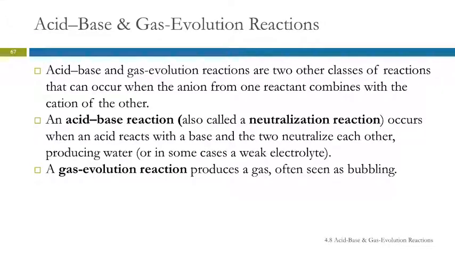So acid-base reactions and gas evolution reactions, another two classes of reactions, can occur when you have the swapping of the ions, just like with the precipitation reactions. Acid-base reactions are also called neutralization reactions because you have an acid reacting with a base and they neutralize each other. They produce water or sometimes a weak electrolyte and also a salt. We use the word salt to refer to any soluble ionic compound, not just sodium chloride.